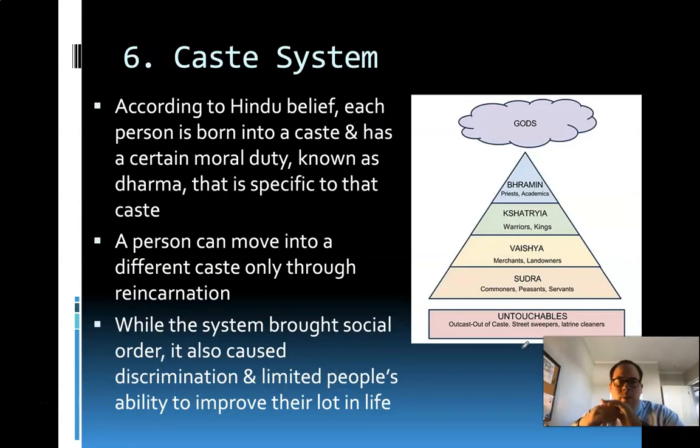Switching into a little bit more of Hindu belief. According to Hinduism, each person is born into a caste and has a certain moral duty known as a dharma that is specific to that caste. You can see the different castes moving up in level here. While the system brought social order, it also caused discrimination and limited people's ability to improve their lot in life. There's not a lot of social mobility. You're born into a caste and then you stay in that caste.